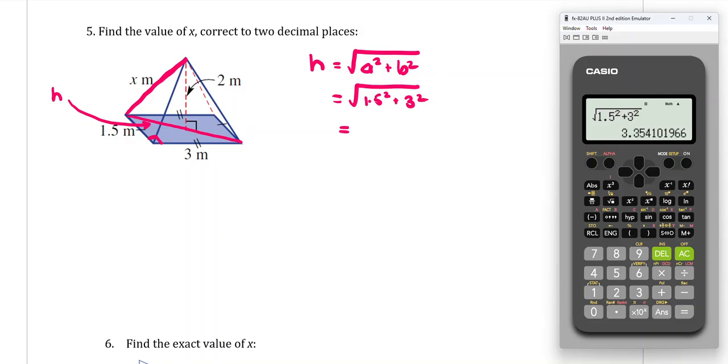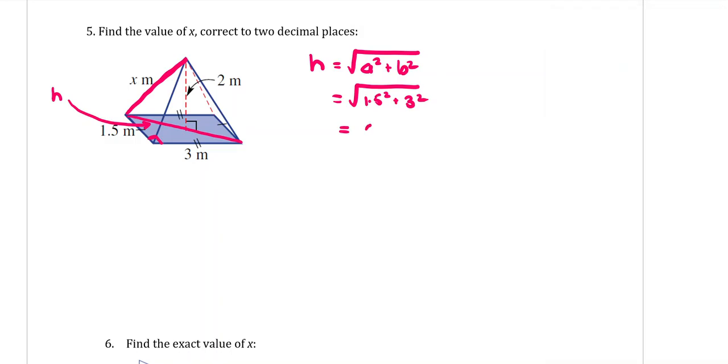Now, even though the question says 2 decimal places, that's for the final answer. If I have to do lots of squaring and multiplying and other things still in another part of this question, I don't want to round too early. So I'm going to keep 4 decimal places here just to be safe. So it's 3.3541.